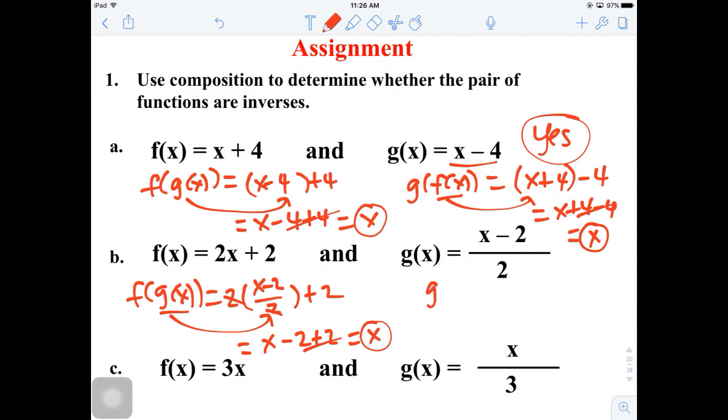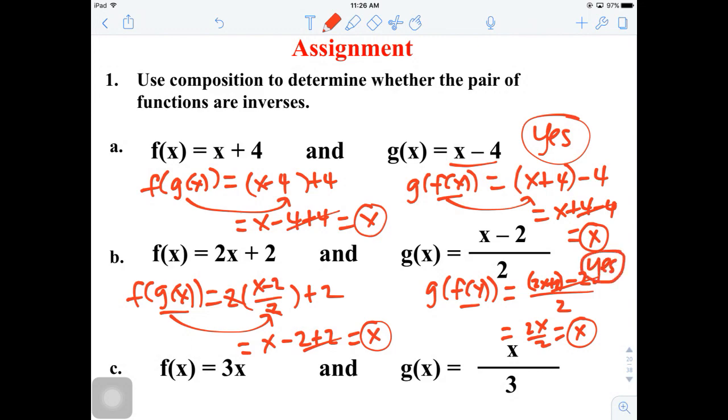And we're going to go g of f of x is equal to, we're going to start with g of x. That's (x minus 2) over 2. And what are we putting inside the parentheses? We're putting f of x, right? So f of x is 2x plus 2. We're going to simplify. The 2's will cancel out. We got 2x over 2, which gives us x back. So in fact, the second pair is also inverses of each other.